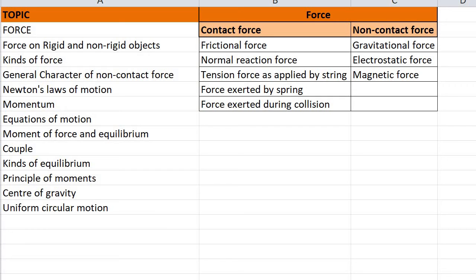We'll try to understand normal reaction force. When a body is placed on a surface, the body exerts a force downwards equal to its weight on the surface, but the body does not move or fall because the surface exerts an equal and opposite force on the body normal to the surface, which is called normal reaction force. Let's see tension force.